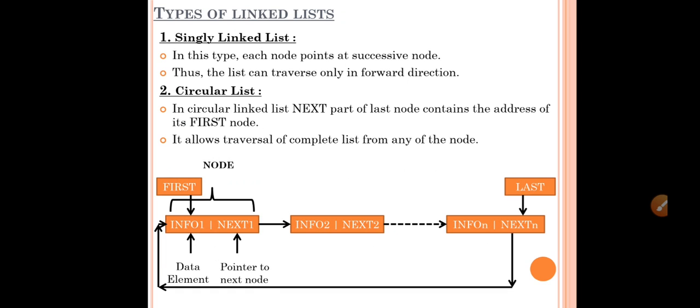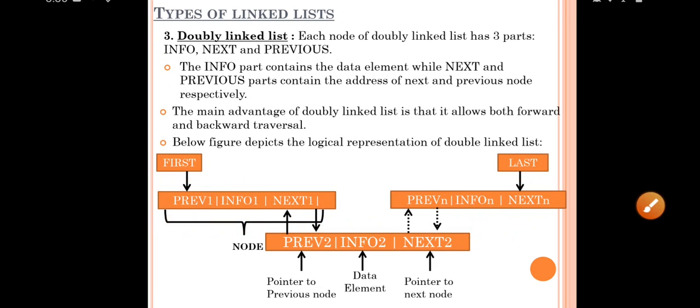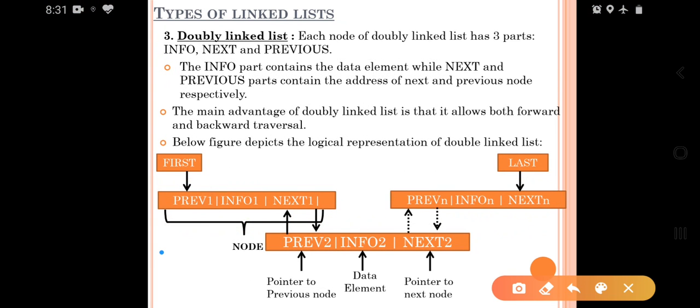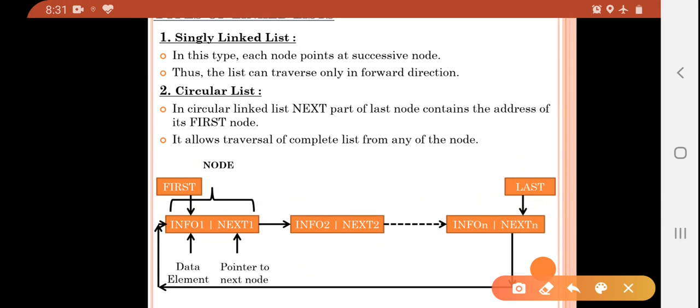So the next type is the circular linked list. In a circular linked list, the next part of the last node, right? So this is the last node, next part, right? Here that pointer is going to point to the first node address, right? So this is nothing but a circular linked list, because we are going to connect the last node pointer to the first node.